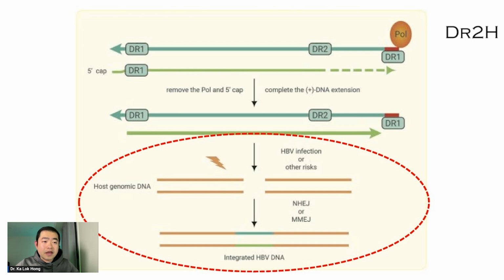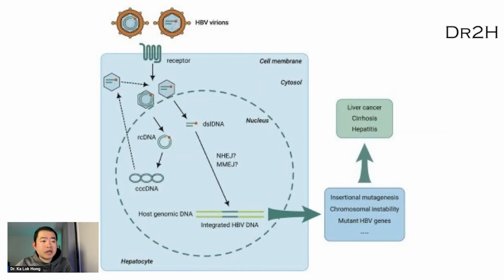However, if and when HBV linear double-stranded DNA is present, this piece of virus DNA could get integrated into the human DNA. And the implication is that it could lead to further liver pathology, such as cirrhosis, hardening of the liver, further exacerbations of hepatitis, and also cancer development, because there is a mutation in the liver cell genome.